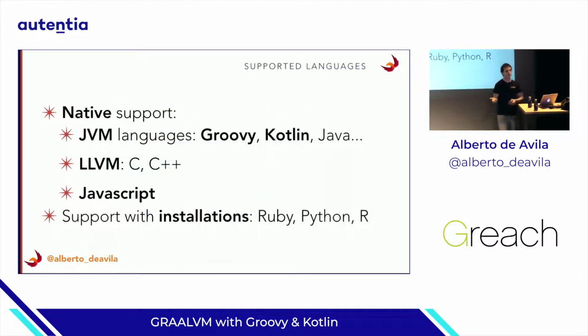So, what languages does GraalVM support? It natively supports, of course, JVM languages like Groovy, Kotlin, Java, Scala, etc. But you can also execute LLVM languages like C or C++, and JavaScript. If you want to execute other languages like Ruby, Python, or R, you have to install other packages inside your GraalVM distribution.